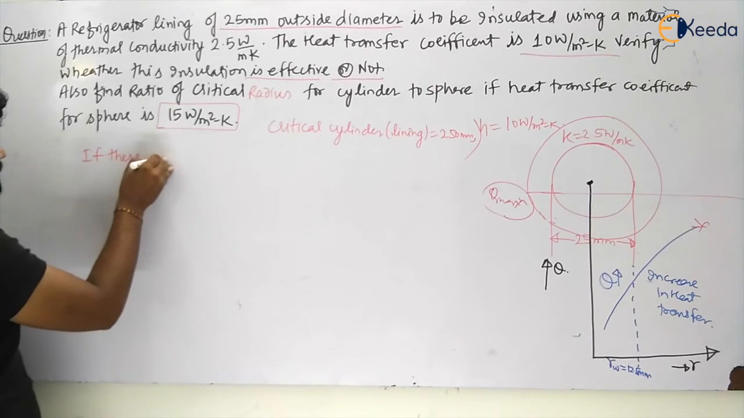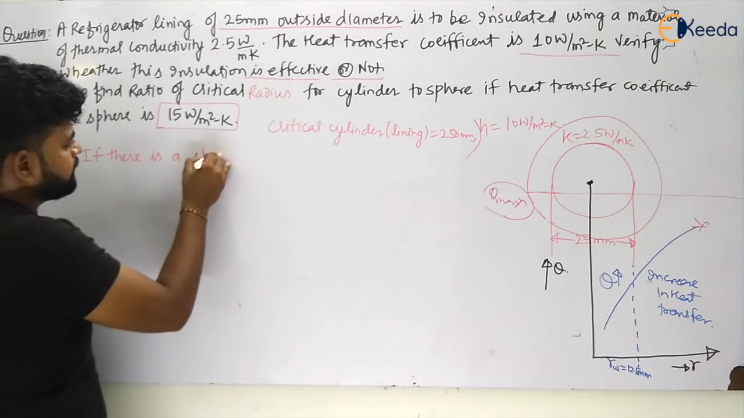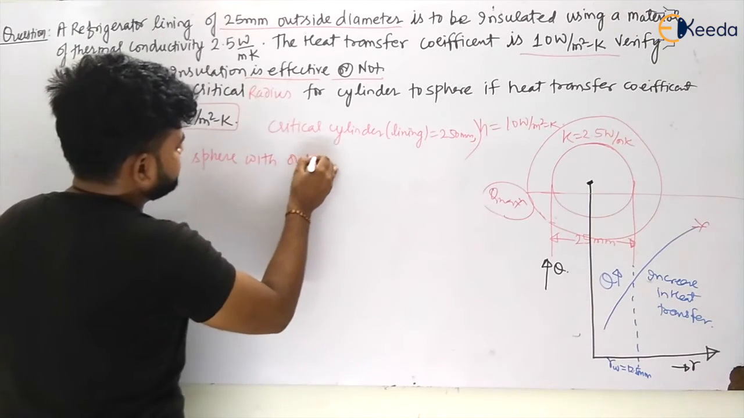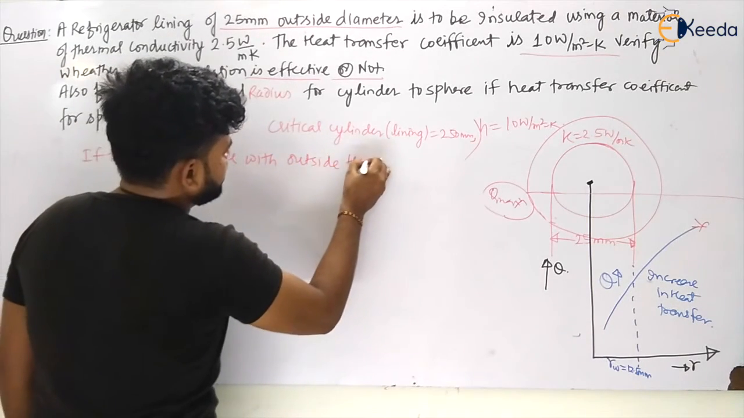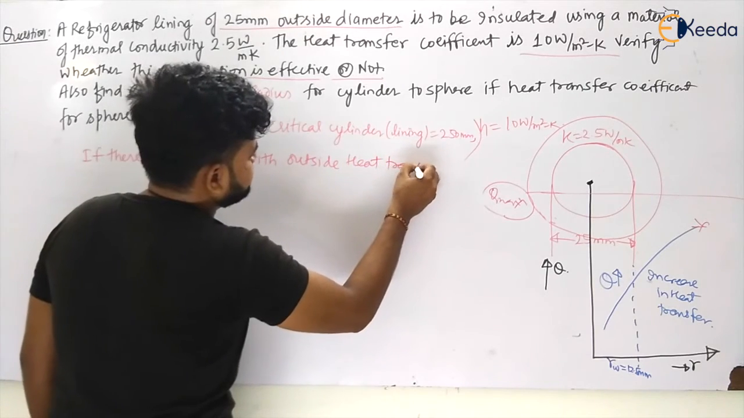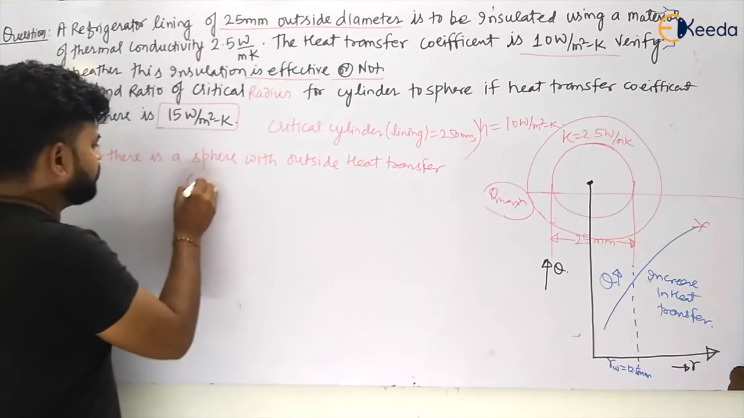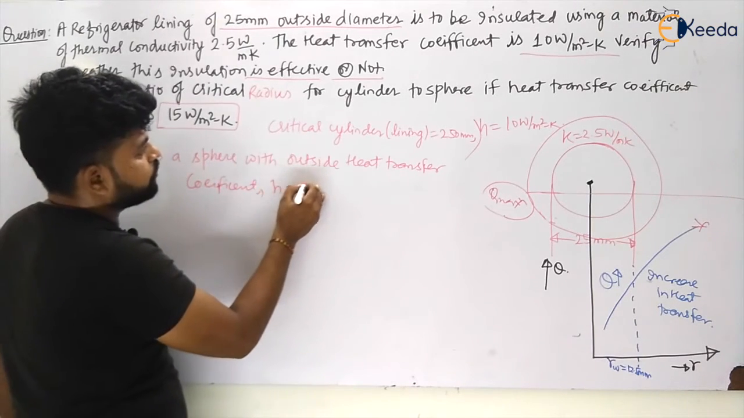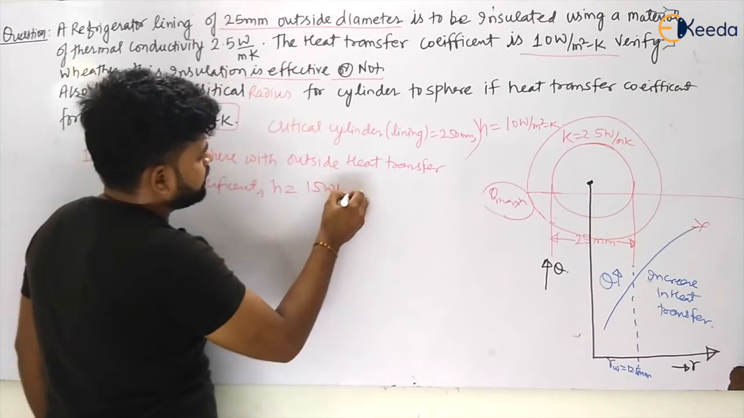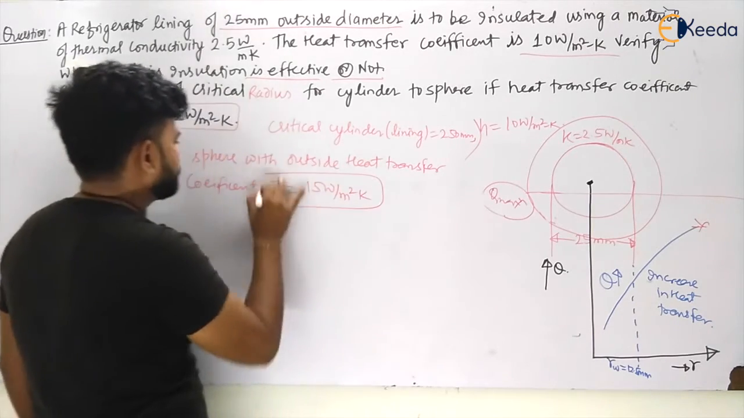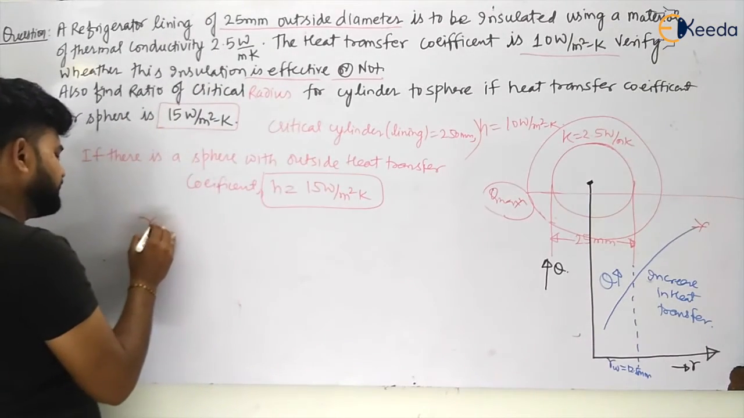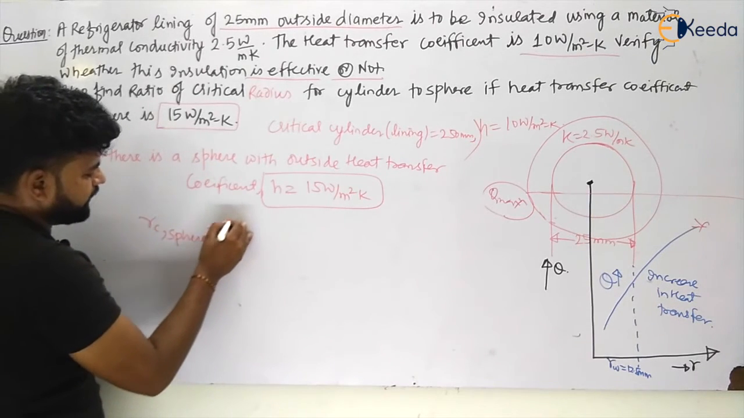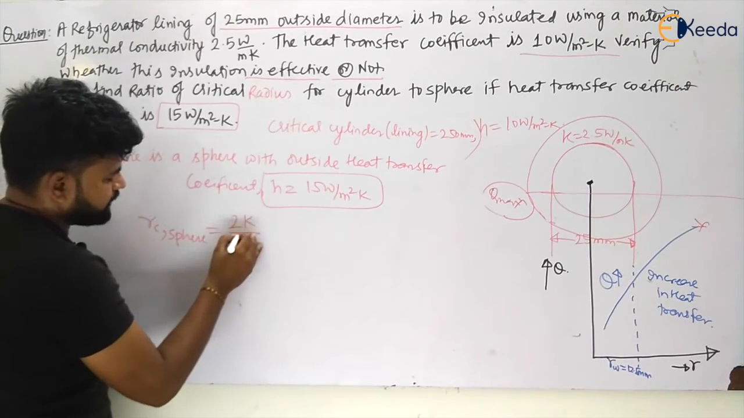Okay. Now, if there is a sphere with outside heat transfer coefficient h equal to 15 watt per meter square Kelvin, can we calculate RC? So RC, that is the critical radius of a sphere, is given by 2k by h, my dear students.